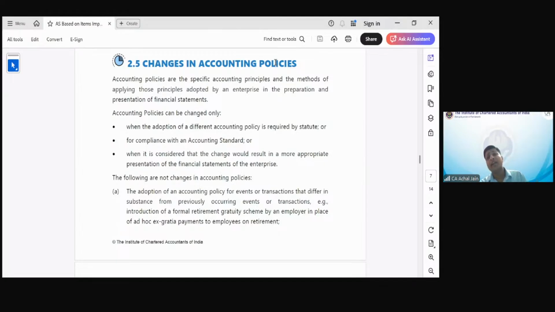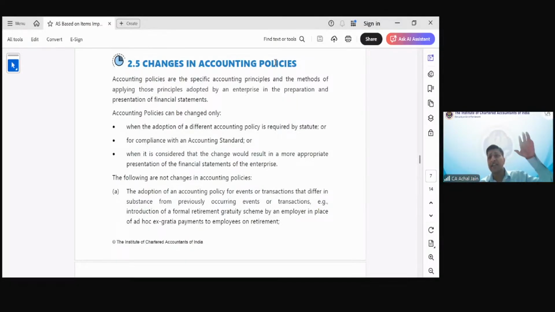Now, when you enter into those contracts, the company will put a policy in place. So in such a case, it should not be considered as a change in accounting policy. It should not be considered as a change in accounting policy. Rather, what do you call it as? A new accounting policy. But it's not a change.